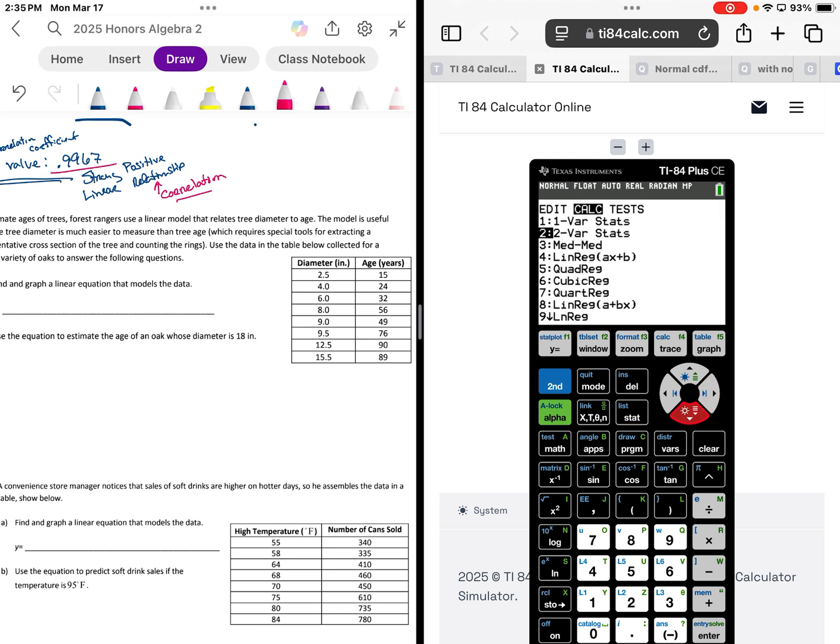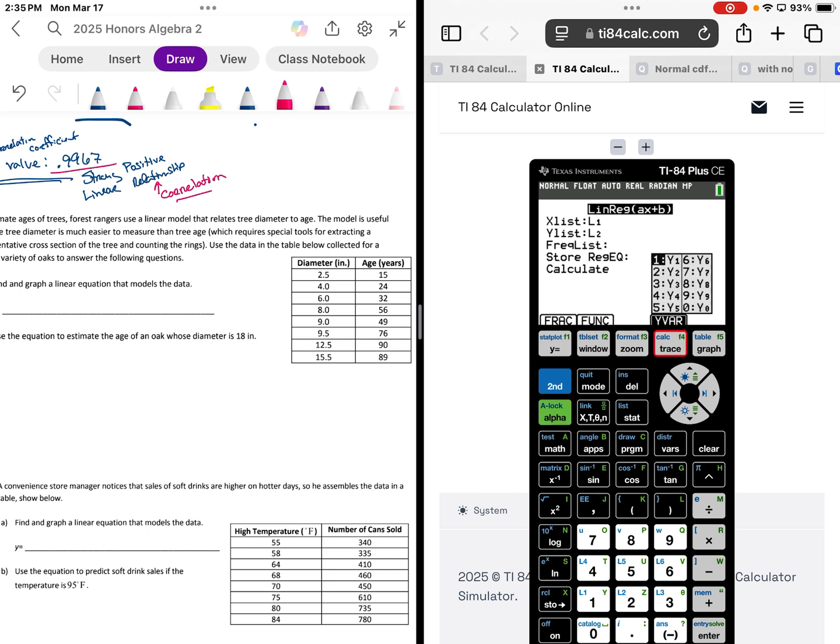Again, if you want to get practice putting that equation in there, when you get to that store reg EQ, press alpha trace, and then pick equation 1, and that's why it'll put it in equation 1.